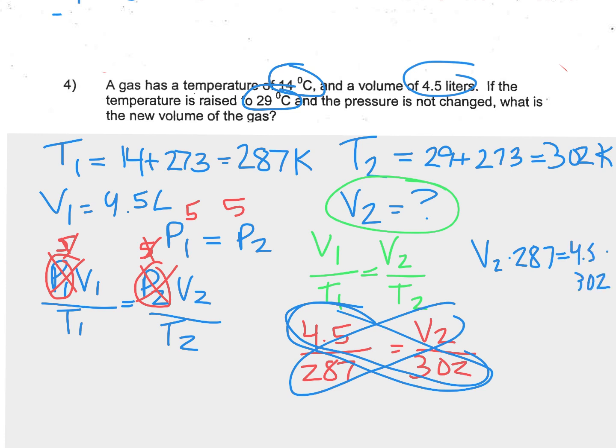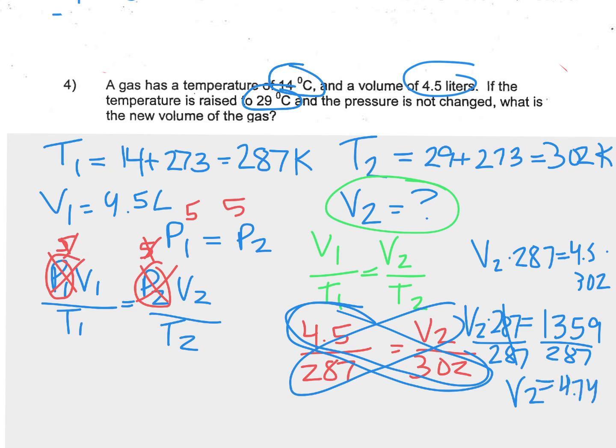Let's do that. 302 times 4.5 ends up getting you about 1,359 equals V2 times 287. Let's get V2 by itself by dividing both sides by 287. And once I put that in my calculator, 1359 divided by 287, I end up getting about 4.74.